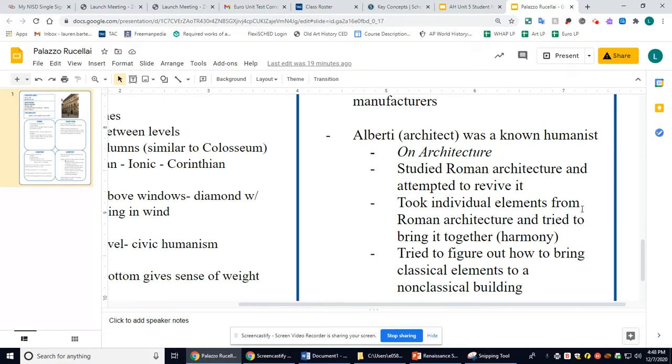And so what he tried to do was take individual elements from Roman architecture and bring them together, or harmonize them. He's also trying to figure out how to bring classical elements, like things from the Greek and Roman time period, to a non-classical building. Like, how can we mesh these classical things with more modern architecture?